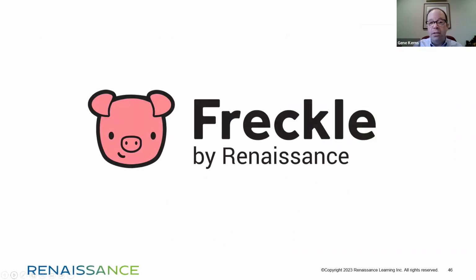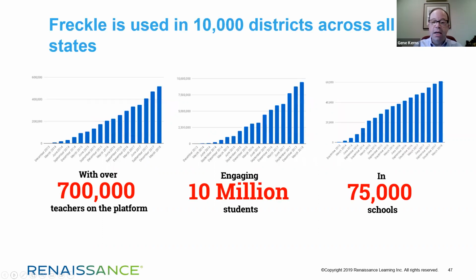Also, kids need to practice skills, and I want to make sure that you are aware of our Freckle product. You may have heard about Freckle before, but I want to make sure you understand how Freckle is evolving, okay? Freckle is a practice program. All four content areas are in there: math, English language arts, science, and social studies. It is math and English language arts that have the most content. It's widely used. You see the numbers here: 700,000 teachers working with 10 million kids across 75,000 schools.